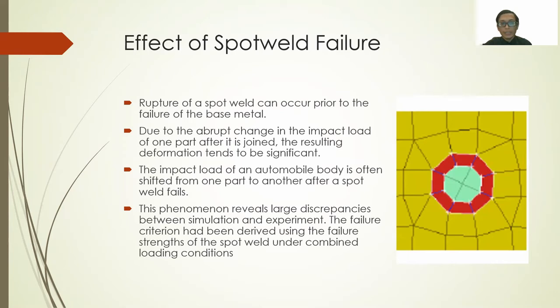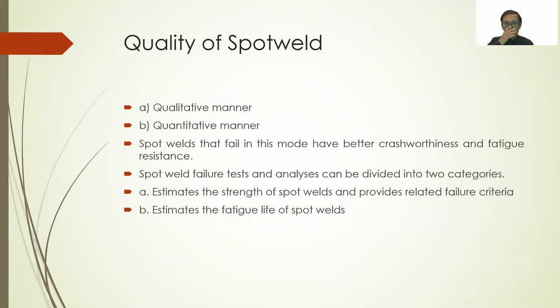This phenomenon reveals large discrepancies between simulation and experiment. The failure criteria had been derived using the failure strength of the spot weld under combined loading conditions. Quality spot weld: there are two types of quality spot weld. The first one is the qualitative manner. Spot weld quality identification in a qualitative manner can be described as a flawless spot weld without any manufacturing defects.